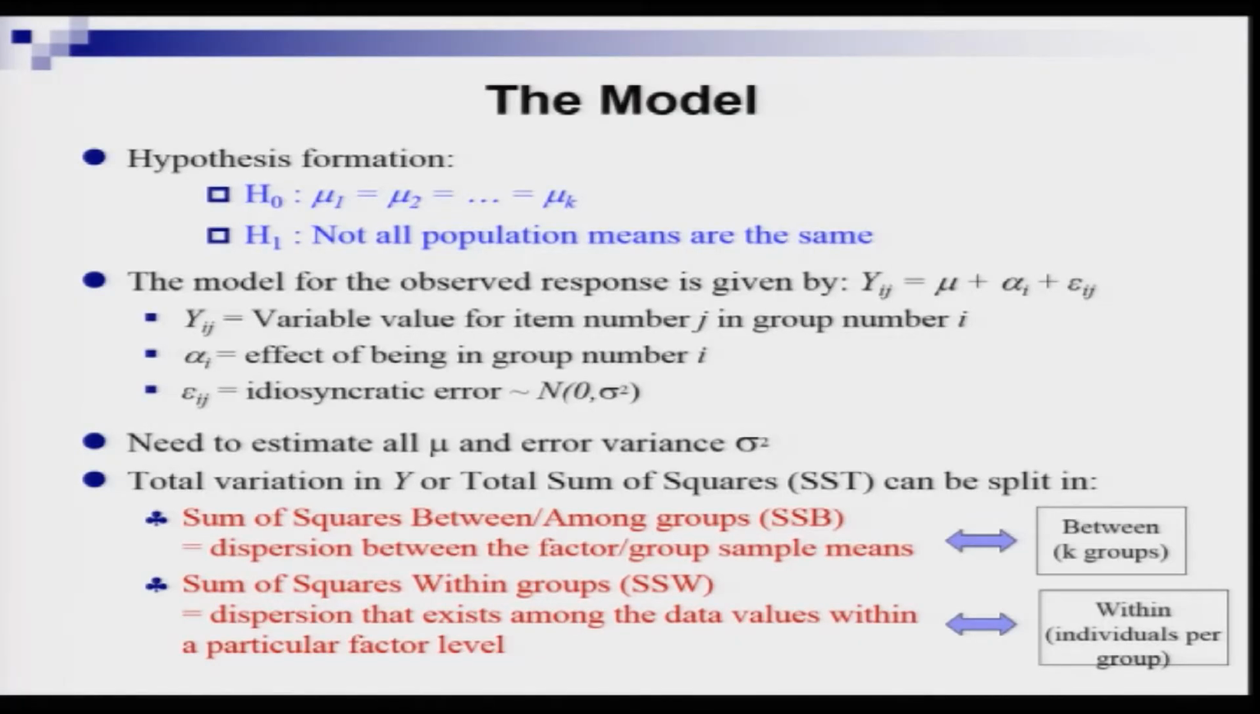Now, what do I mean by the SSW measure? If you look at the second sub bullet point of the last bullet point in this slide, I can define SSW as the dispersion that exists among the data values within a particular factor level. Note that the key point here is that it is within group. So, it refers to the individuals per group.